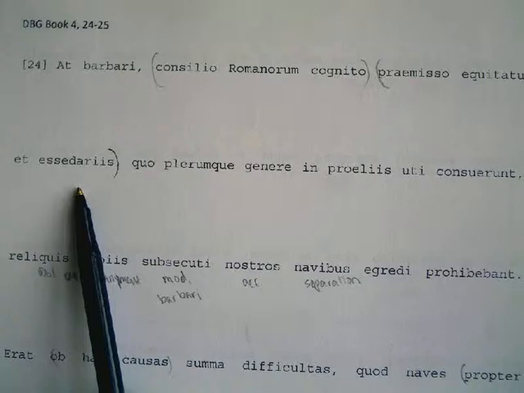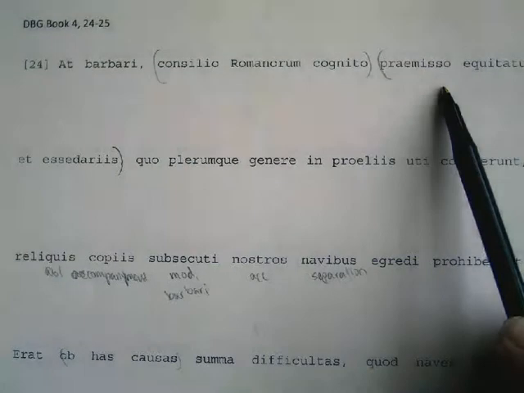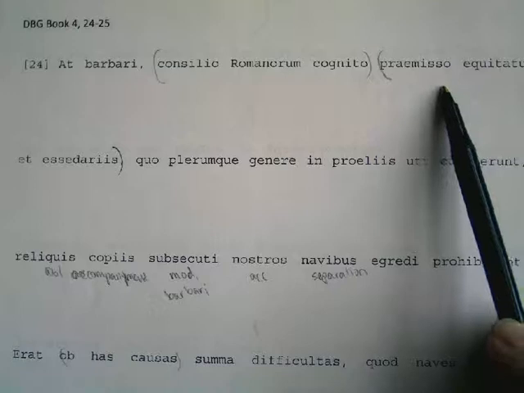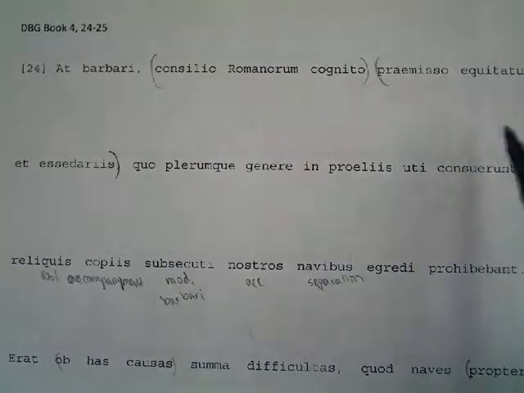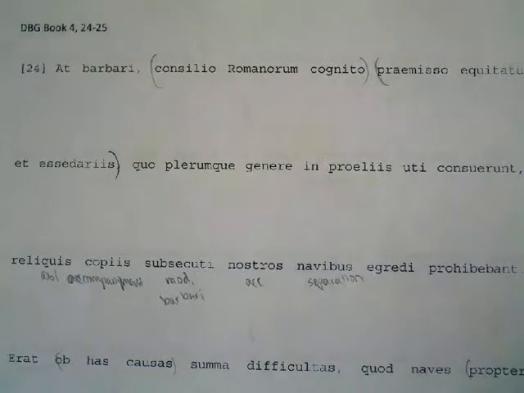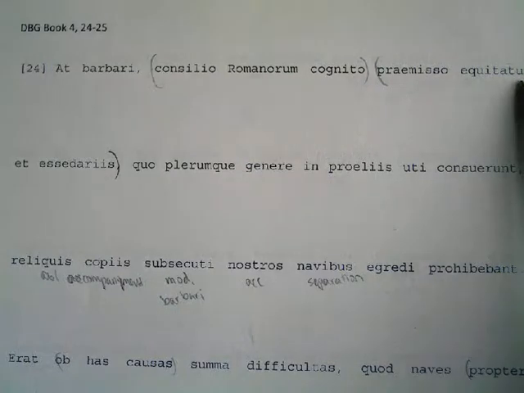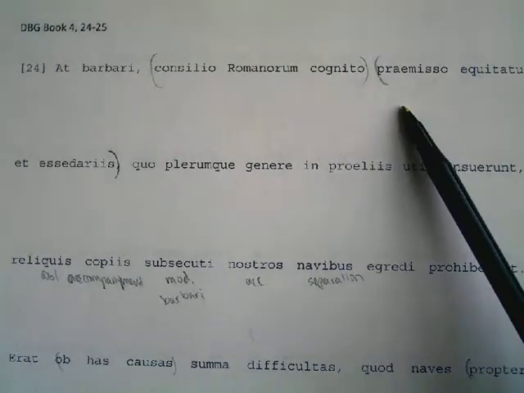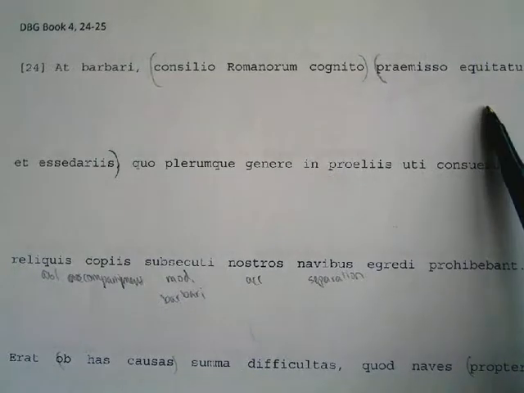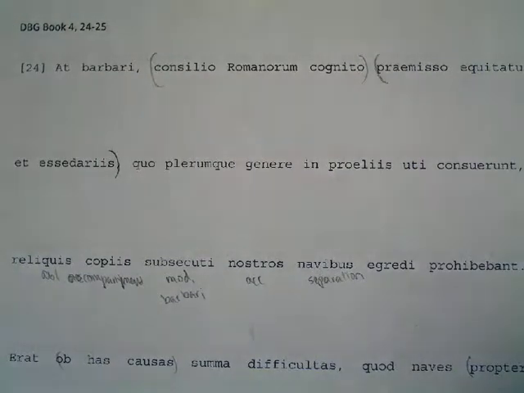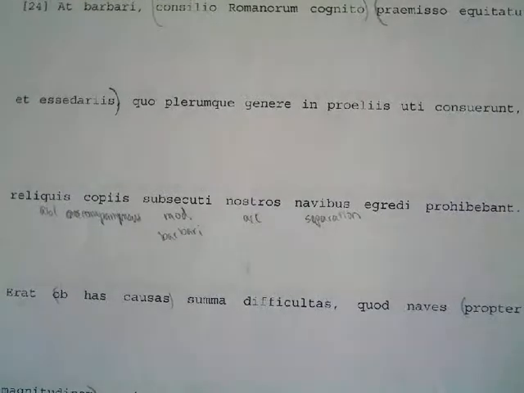The second ablative absolute there, equitatu and essedariis are your nouns. The participle here, praemisso, is supposed to agree with the noun, but here, since there's two nouns, and one of them singular, equitatu, and one of them plural, essedariis, our participle agrees with the one that's closest to it, and we're going to see that a lot in this section. It's called attraction. Praemisso is attracted to the gender, number, and case of equitatu instead of essedariis.